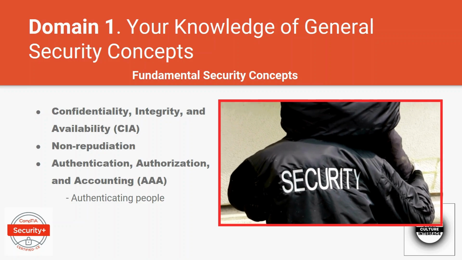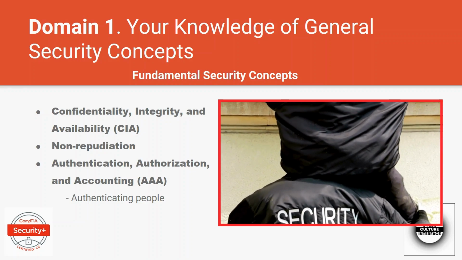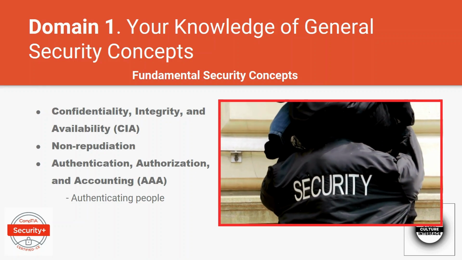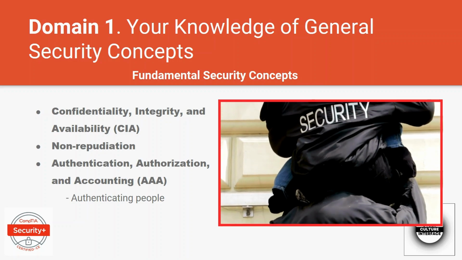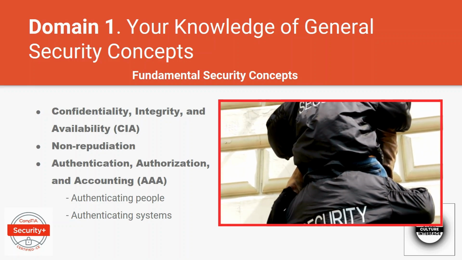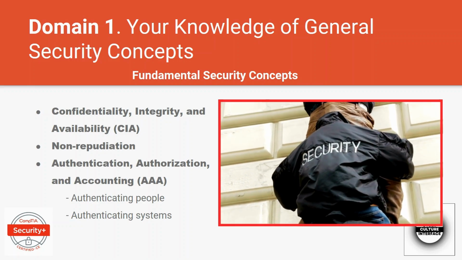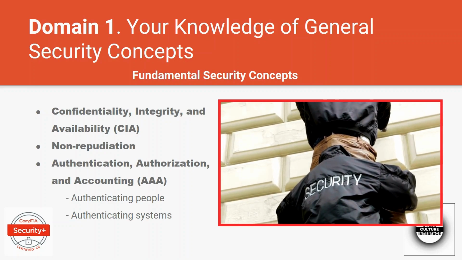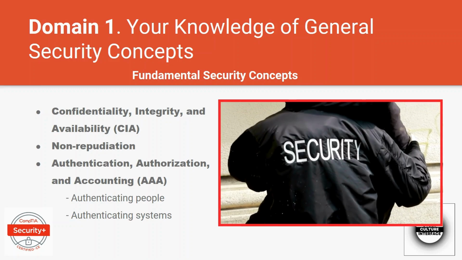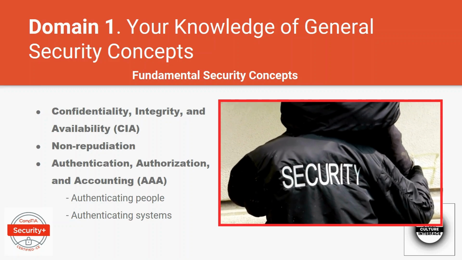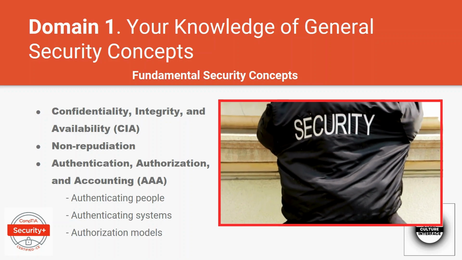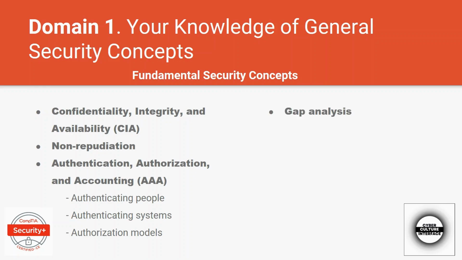Then we're talking about authentication, authorization, accounting. Your knowledge of these three concepts will also be tested in domain one. Authentication, authorization and accounting talk about authenticating people and authenticating systems. So how do you authenticate people who are trying to access data or your environment? And on authenticating systems, we mean authenticating servers and your devices over a network. Then authorization models too. These are topics that you need to understand here.